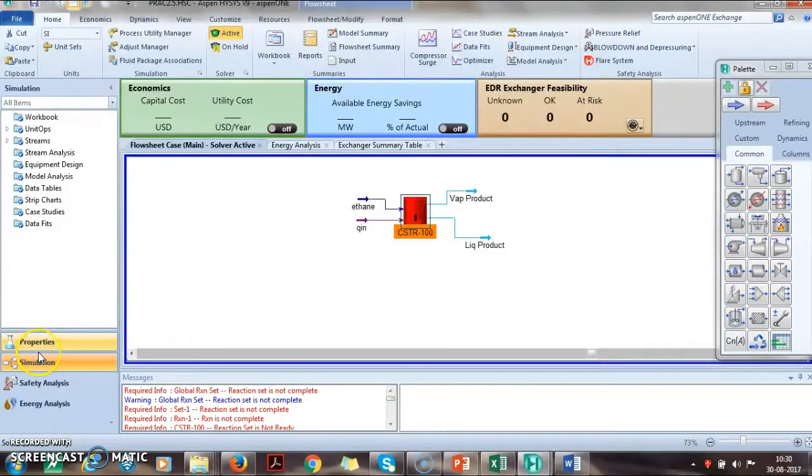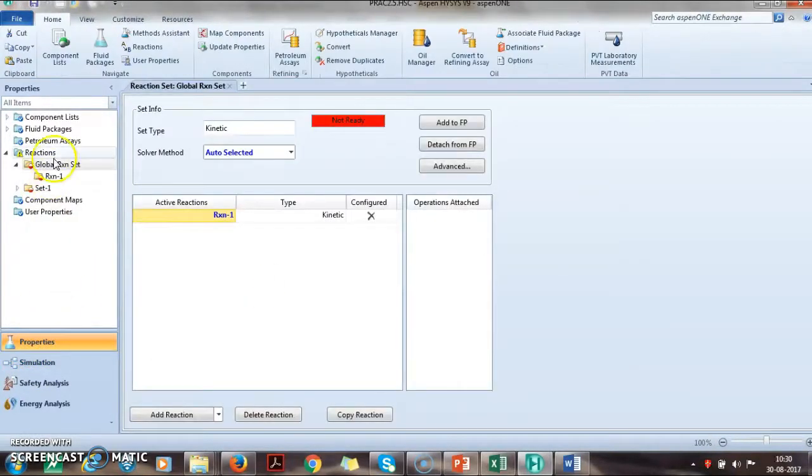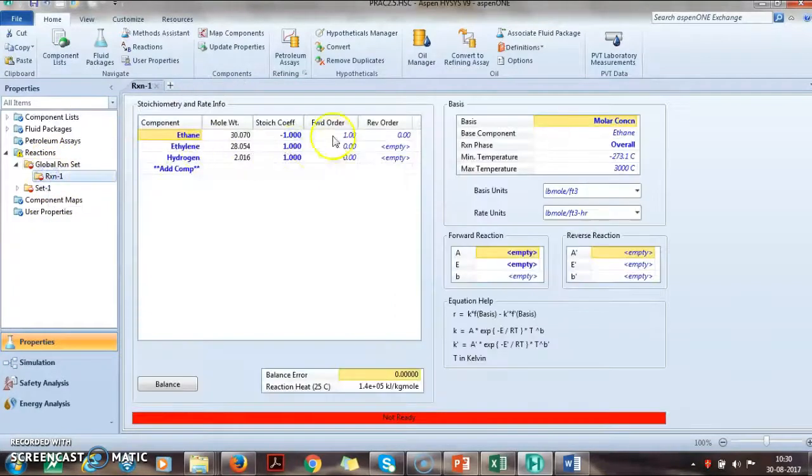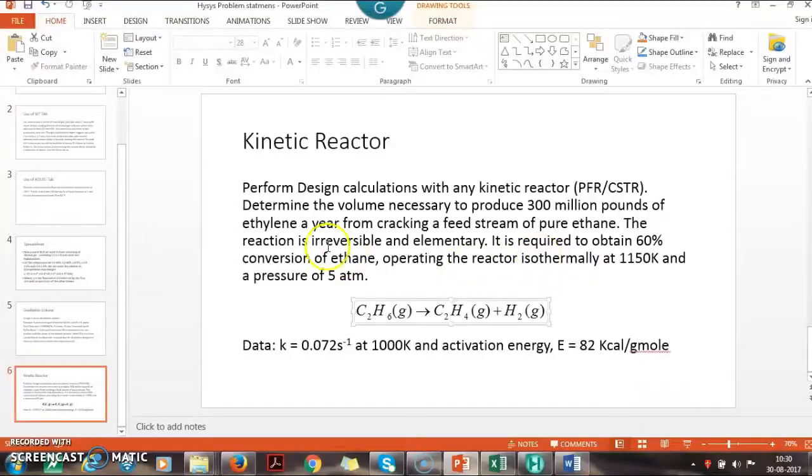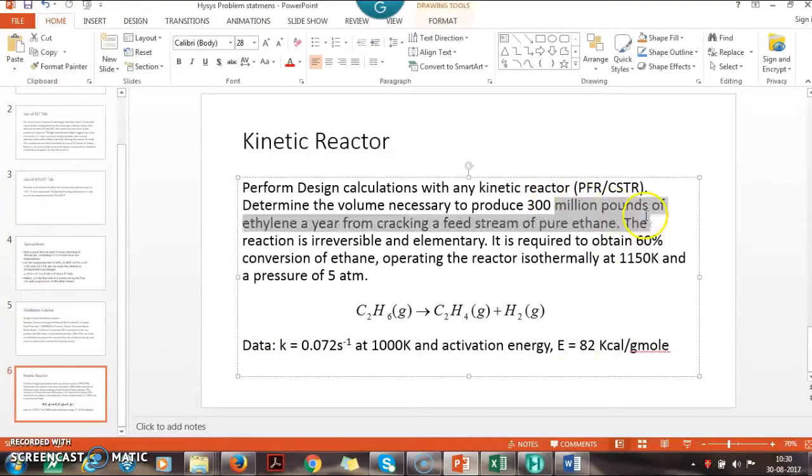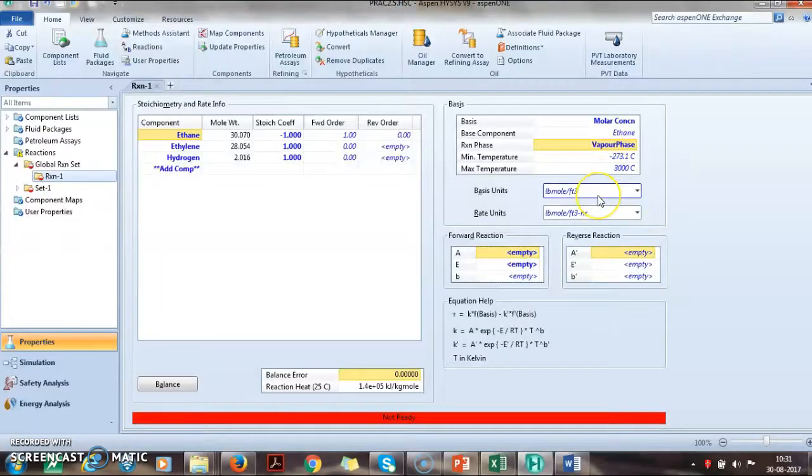Now let us complete the reaction. So let's go and talk about the reaction. This is what has been defined based on the stoichiometric coefficients. The base component is ethane, the basis is molar concentration. The reaction phase is the vapor phase because it is all going to be a vapor phase reaction. Since nothing is given in terms of rate units, we have pounds per hour, so we go with pound mole per cubic feet.